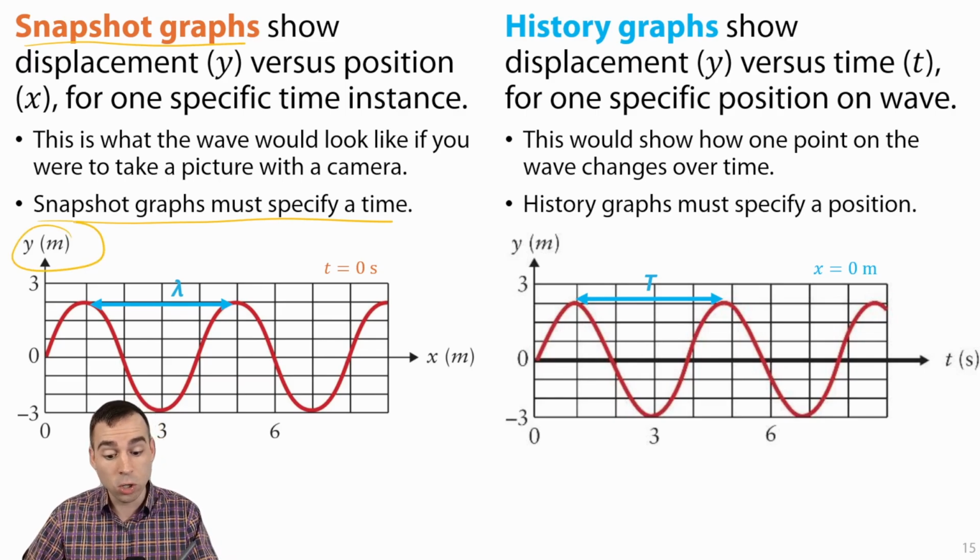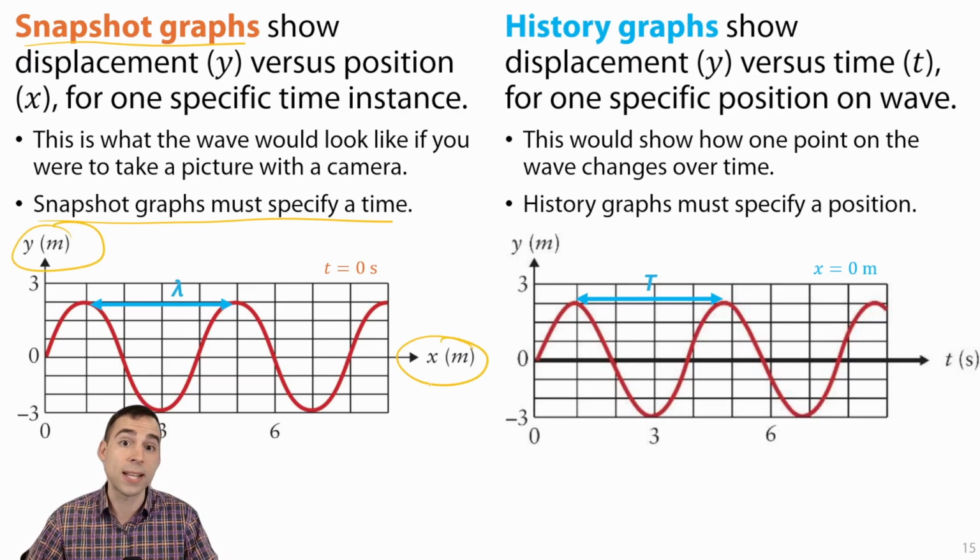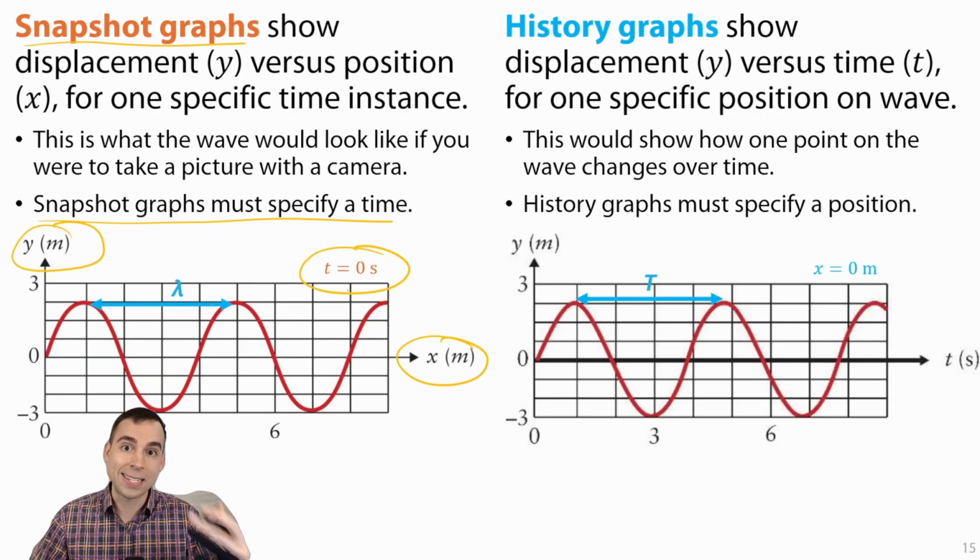It's got a vertical displacement measured in meters on the vertical axis and a horizontal position measured in meters on the horizontal axis. And we have our time label here saying that at t equals 0 seconds, when I start my stopwatch, this is what the wave looks like. On the other hand, we could instead use a history graph to show what one position of a wave does over time.